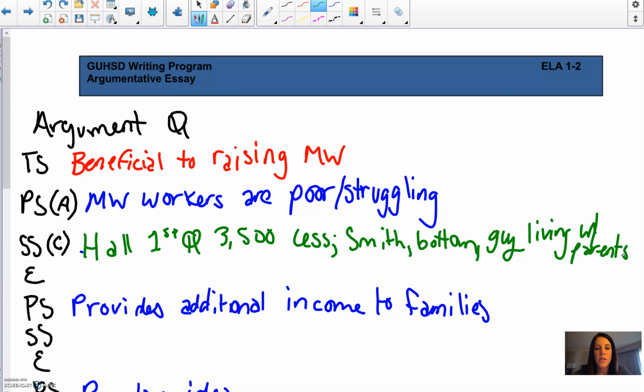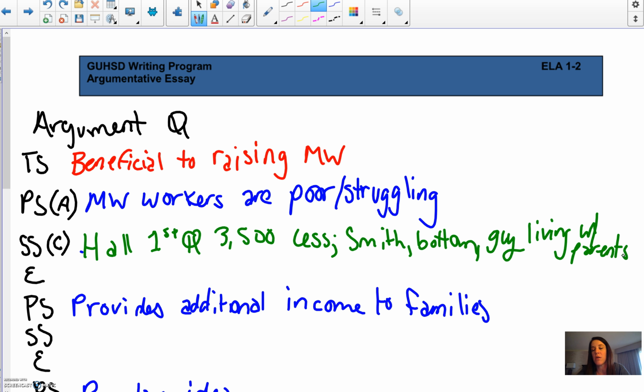Okay? So I have two different things I can use when I go to actually write out my argument. That might change a little bit, but I know where I'm going to look to help support my opinion. My opinion is that minimum wage workers are poor or struggling. Here is where I'm going to get support to show that they are poor or struggling. In Hall, the $35,000 less. In Smith, the bottom, the guy living with the parents.